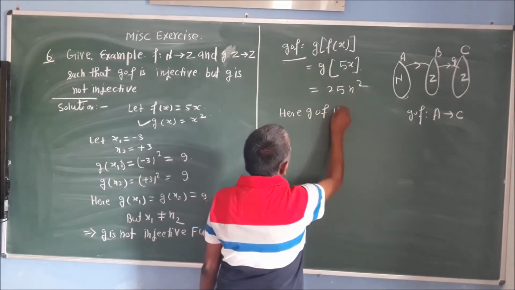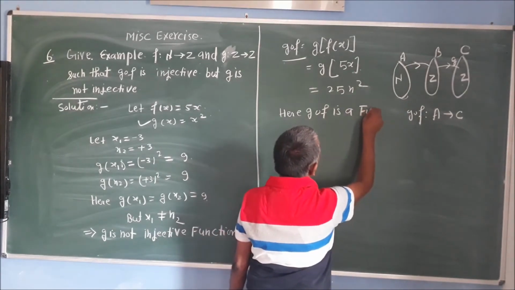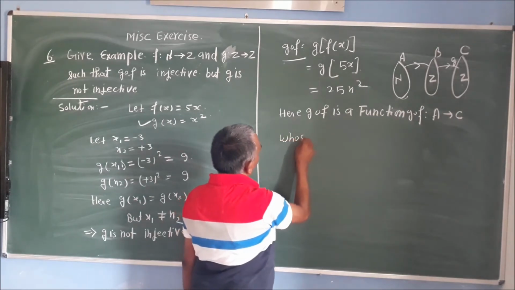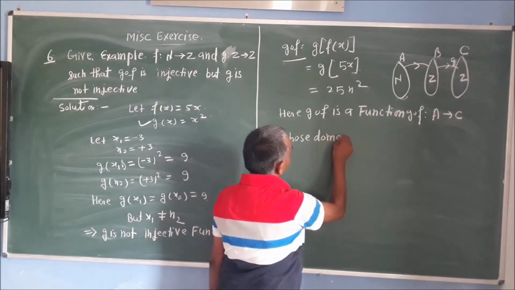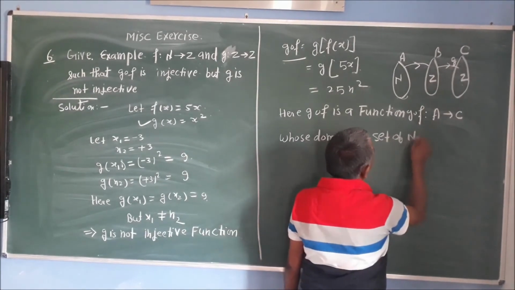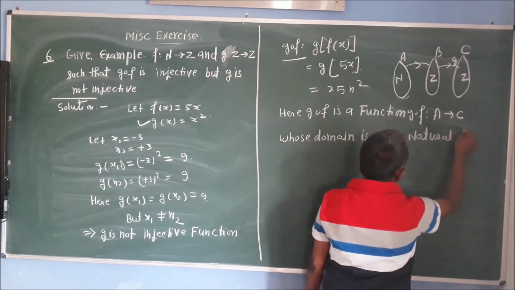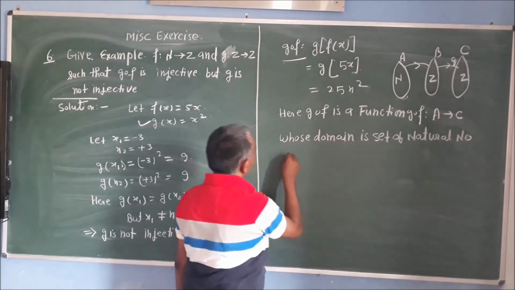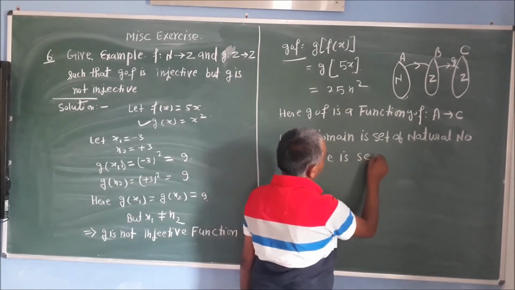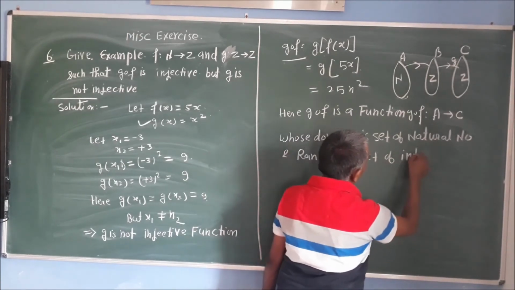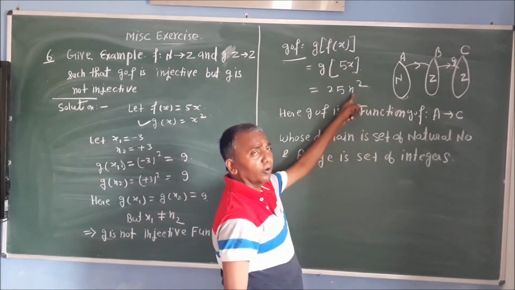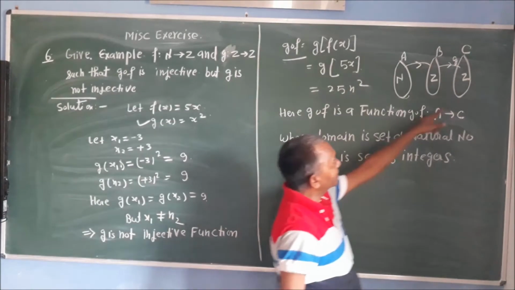Here g of f is a function whose domain is the set of natural numbers and range is the set of integers. You can take any natural number and put the value here. You will get also an element in the set of Z.